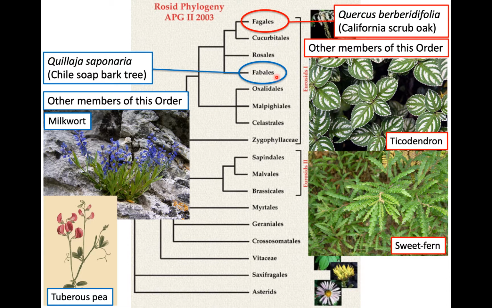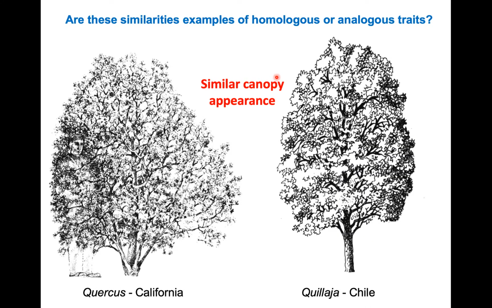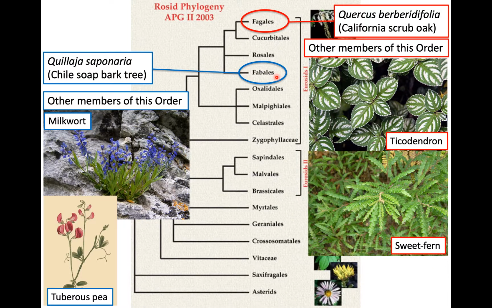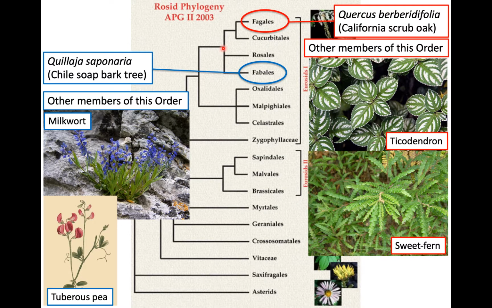And so now you can answer my question of whether the shapes of the leaves of the scrub oak and the soapbark tree and the shapes of the canopy are homologous or analogous. And the answer is yes, analogous, because the common ancestor of these two organisms, which would have been right here, we have no reason to think would have looked like this, because it is also the ancestor of things like peas and milkworts and sweet ferns and tychodendrons and all sorts of other kinds of things that we would call flowers.